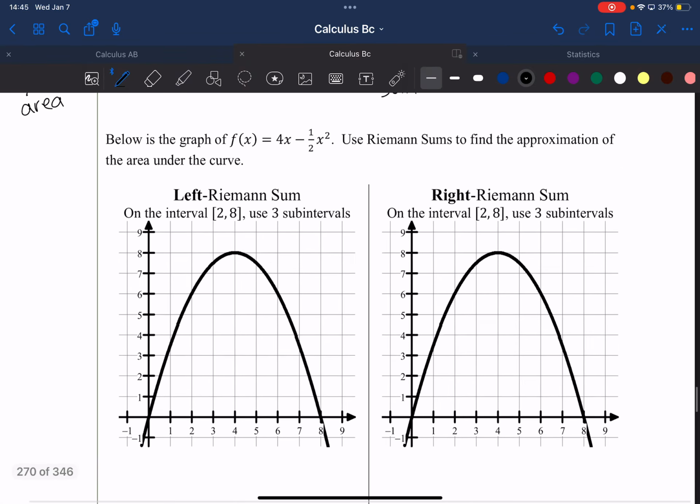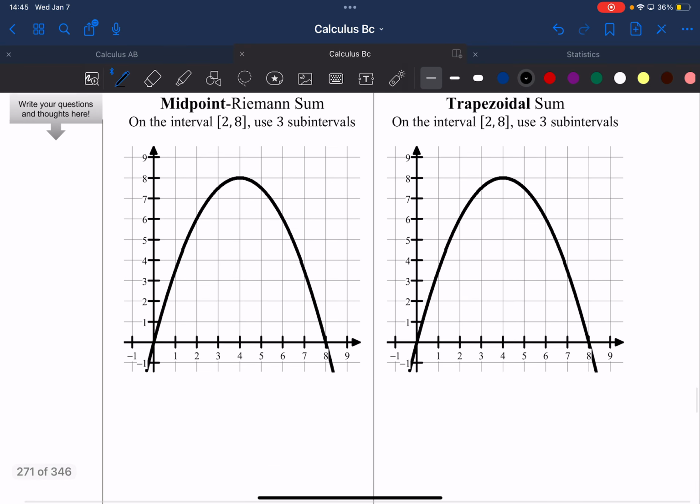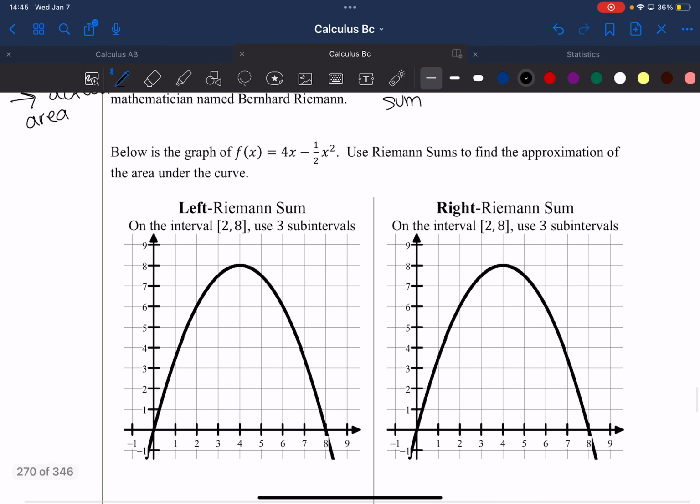Okay. So for this next example, it gives us a function, and then it tells us to find all the different Riemann sums. So we kind of looked at what it means to be left Riemann sum, and now we're going to look at right Riemann sum. The other two graphs that follow on the next page are also part of this example. So we're going to look at 4 different ways, starting with left Riemann sum.